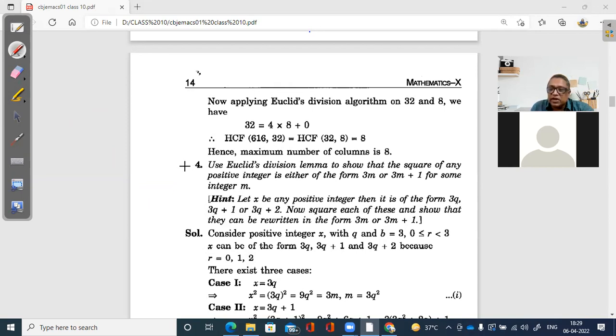Definitely ये objective में तो आएगा नहीं. So how do we prove this? Question क्या है? Use Euclid division lemma to show that the square of any positive integer is in the form of 3m or 3m plus 1 for some integer m. आपको प्रूव करना है, show that the square of a number.